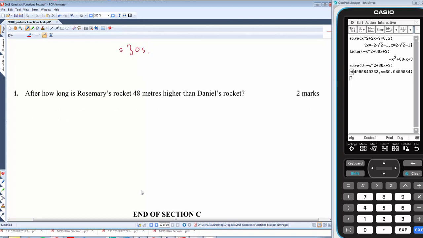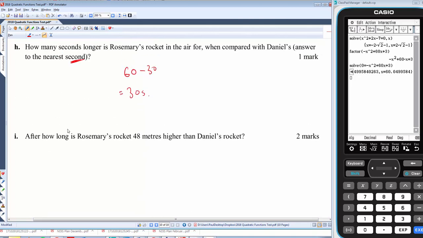Alright, this one here was a fairly tricky problem. After how long is Rosemary's rocket 48 meters higher than Daniel's rocket? So we want to know when the difference between these is 48. I want the difference between their graphs to be 48 meters. So essentially what I'm going to do is say Rosie take away Daniel, and when is it 48 meters? So this is the way I would set it up.